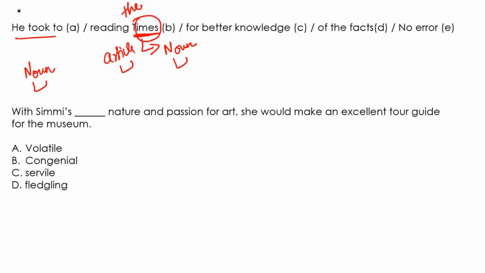Let's move further as well. "Reading Times for better knowledge of the fact." So the remaining part is okay. It means that the B part has the error, so the correct option will be B.